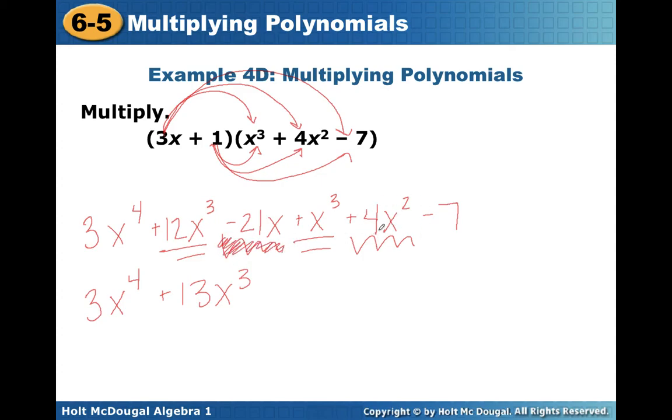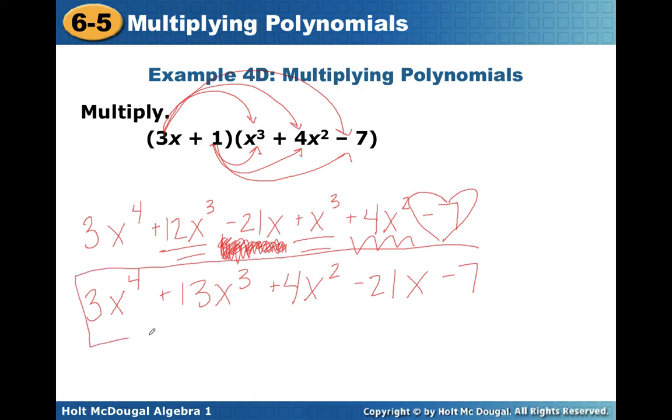Here, 4x squared cannot be combined with anything, so we can just write 4x squared. Okay, now x can also not be combined, so we can rewrite it this way. And then let's give this a big old heart. -7 cannot be combined with anything, so here's our final answer.